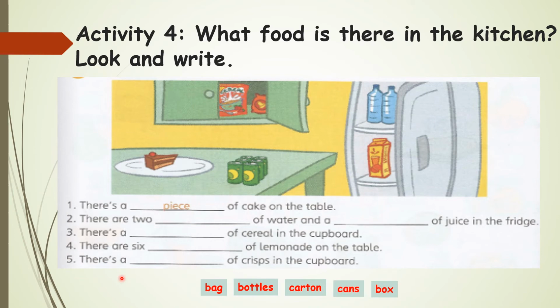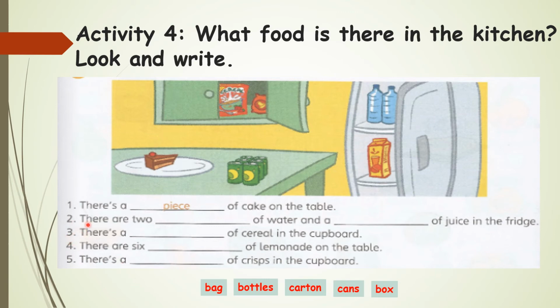Okay, so based on the vocabulary that you learned just now, you are going to do activity 4. What food is there in the kitchen? Look and write. So you need to look at this picture and then try to fill in the answer here. So I already provided the choices of answers: bag, bottles, carton, cans, and box. So you need to do this exercise in your module.